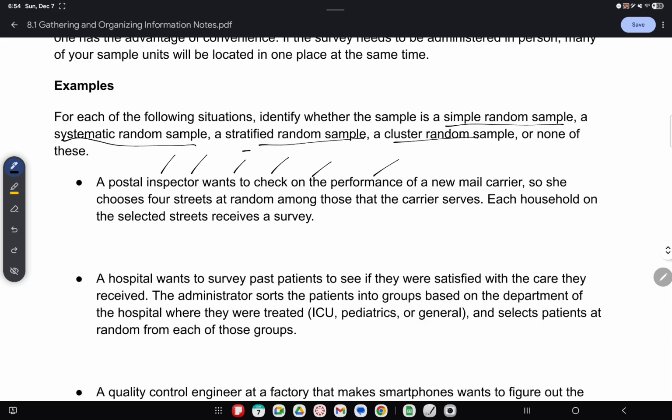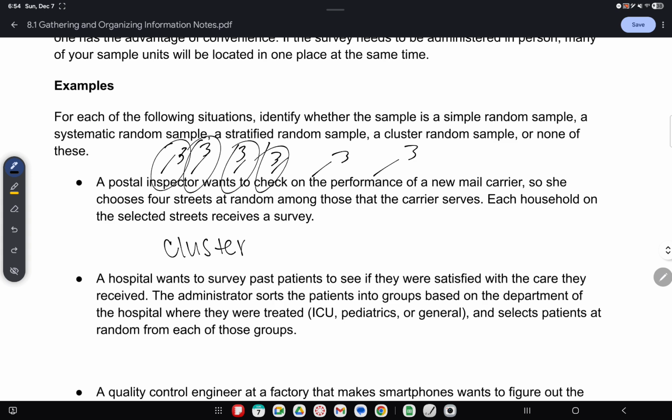Let's say there's 6 streets that this mail carrier serves. Well, the person has chosen 4 of those. So 1, 2, 3, 4. And we're doing all of the houses in those. So this is actually going to be a cluster random sample because we're taking the entire groups. Now, if we were to take 3 houses from each one, then that would be stratified.